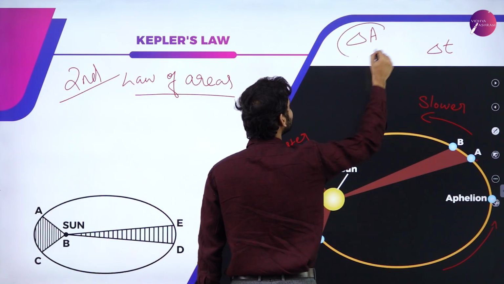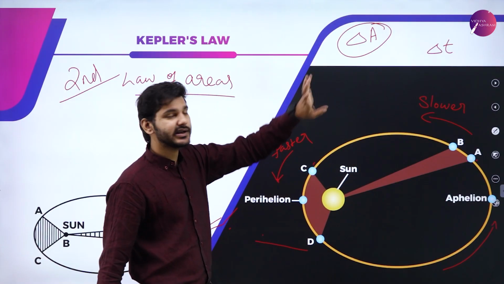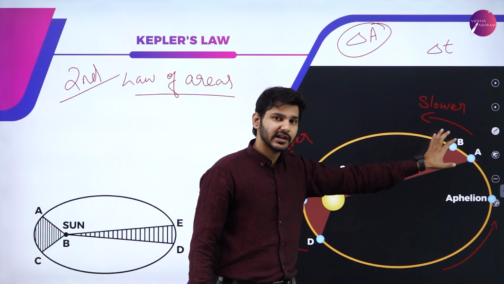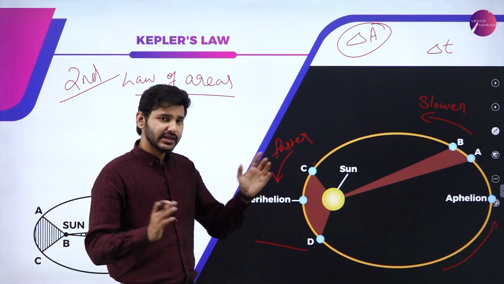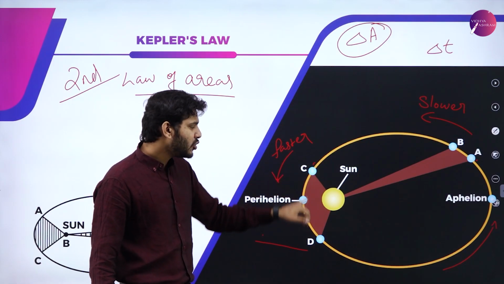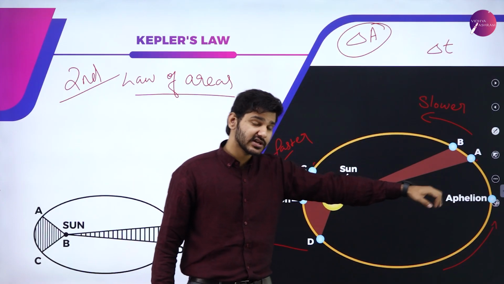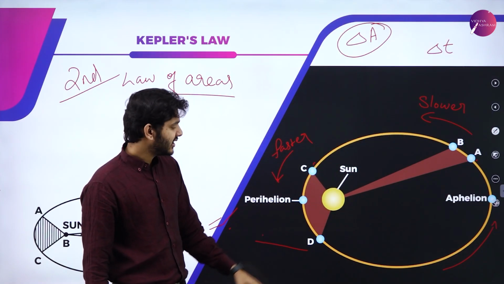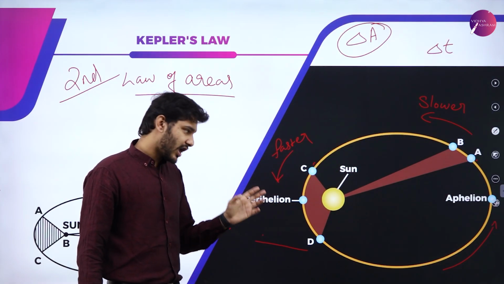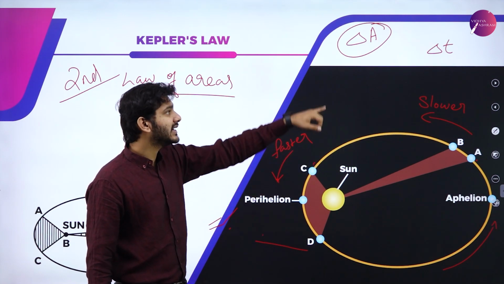Delta A was the area covered by the planet in delta t time on this side of the ellipse. Then again he measured 2 points near to the sun. First he measured 2 points far away from the sun. Now he measured 2 points near to the sun, let's say point C and D. So now he did that. The same delta time he took.